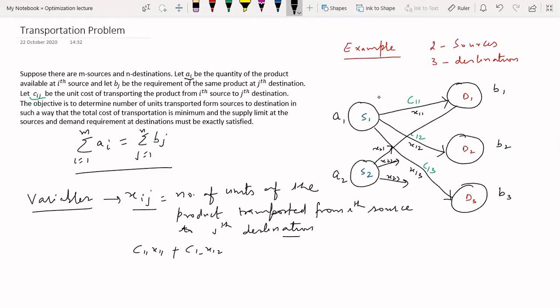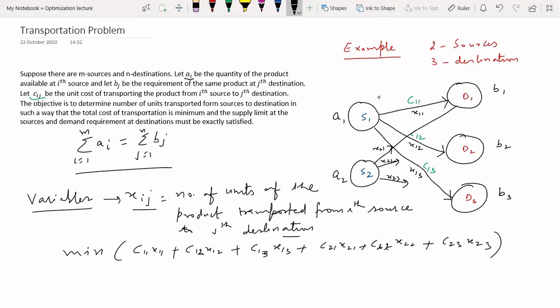Similarly, for X13 units my cost of transportation is C13 X13. Similarly, C21 X21 plus C22 X22 plus C23 X23. So this is my overall cost of transportation, and I want to minimize this cost of transportation. So my objective is to minimize this cost of transportation.